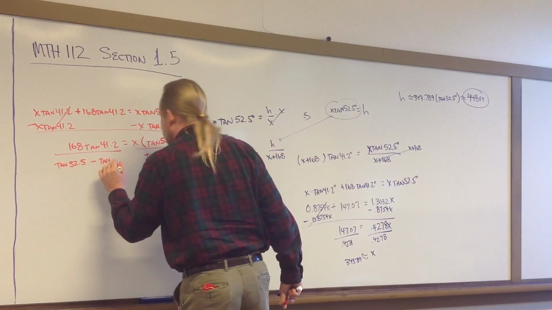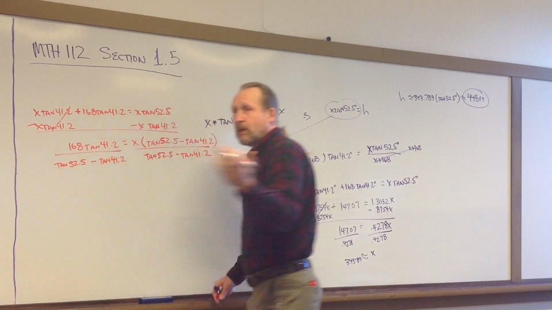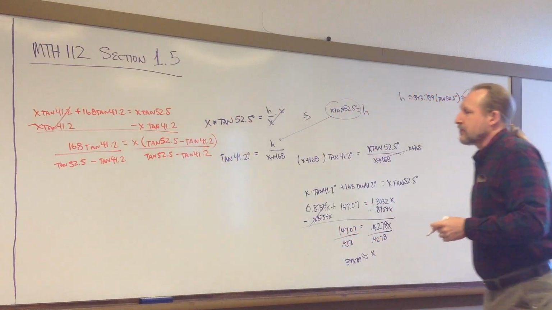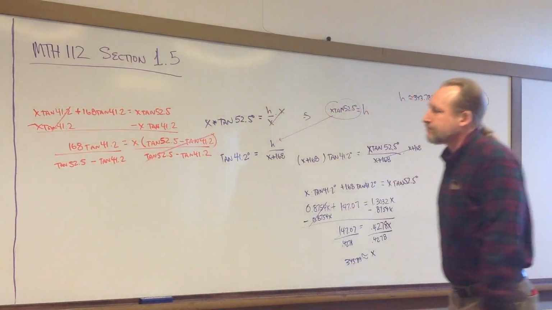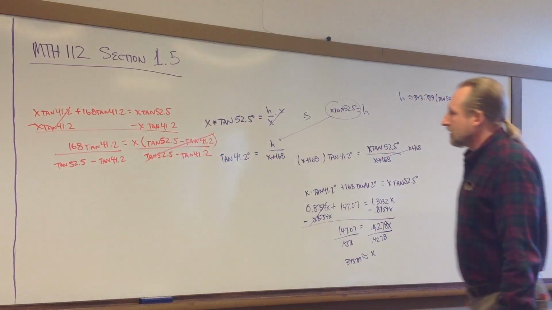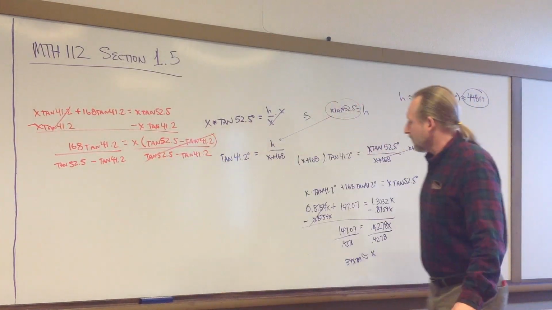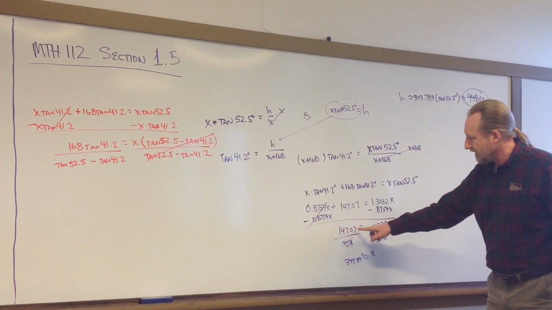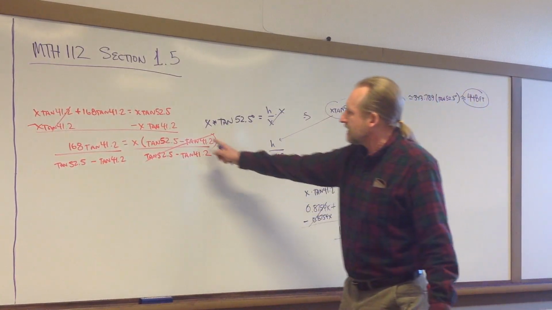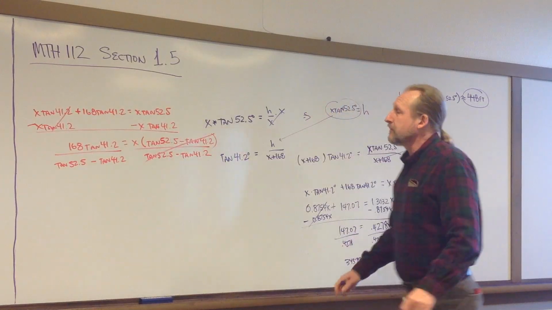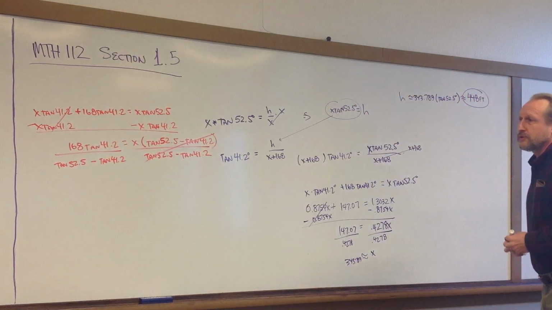And this is in the trigonometry textbook as well. I give an example in section 1.5 going over this process right here. Okay, and so there's that 168 tangent 41.2, that's this number right here, 147.07, and this 0.4278, that's the difference between tangent 52.5 and tangent 41.2.